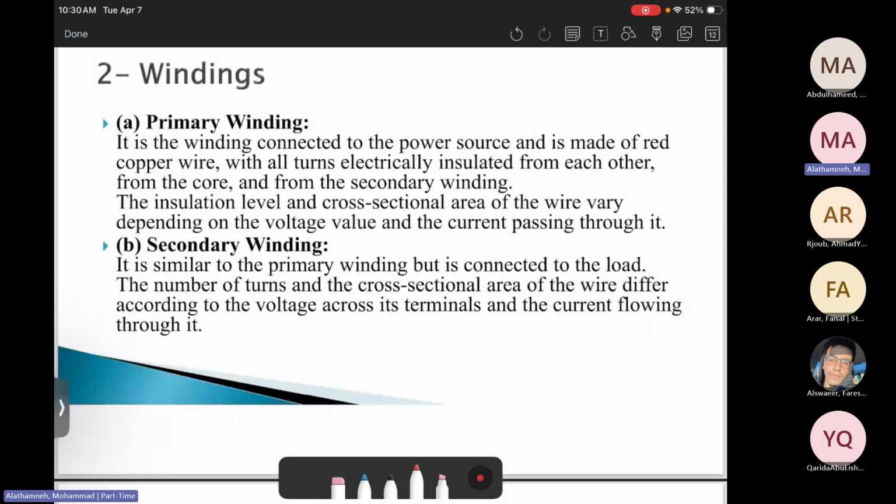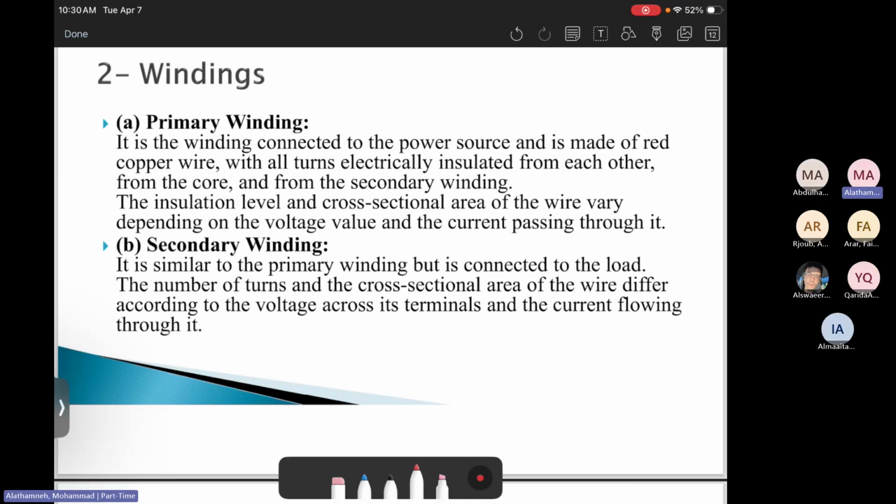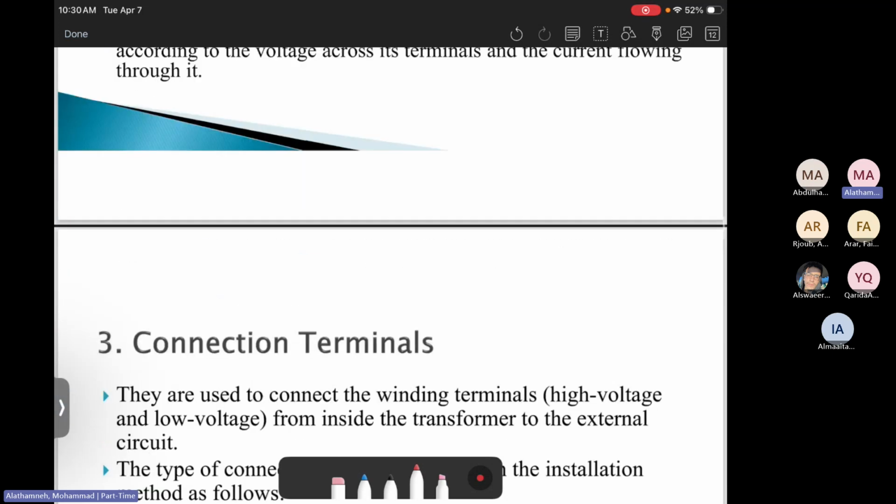Again, the primary winding, which is basically the high voltage side, will be outside, while the secondary winding, which is basically the low voltage side or toward the load, will be inside. That's the thing that we need to think about.